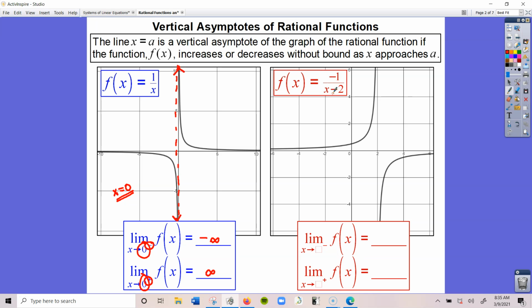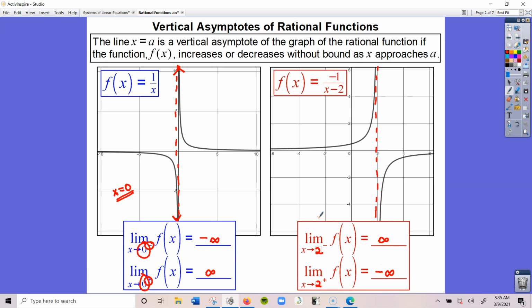Now if you look at this example, we have f of x is equal to negative 1 over x minus 2. You can see that we have a vertical asymptote here at x is equal to 2. If I were to fill in these limit statements, the limit as x is approaching, what number would that be? That would be 2, because that's where I have my vertical asymptote. From the left, on the left side it's going up, so we would write positive infinity. Now the limit as x is approaching 2 from the right, we can see that the graph is going down forever, so we would write negative infinity.